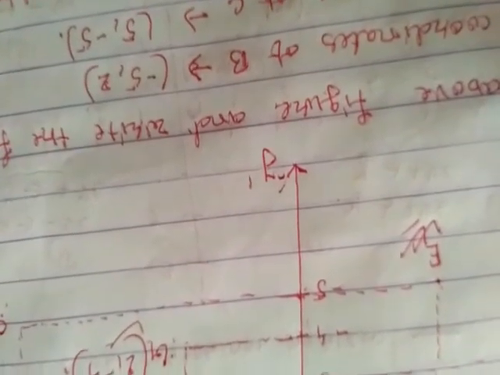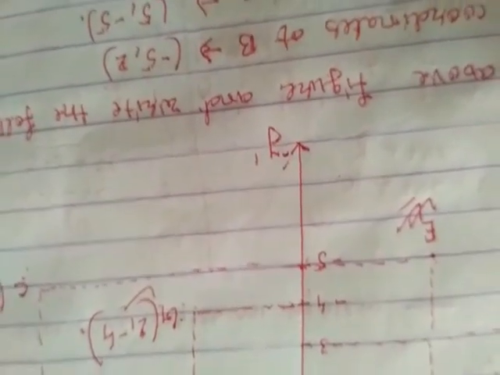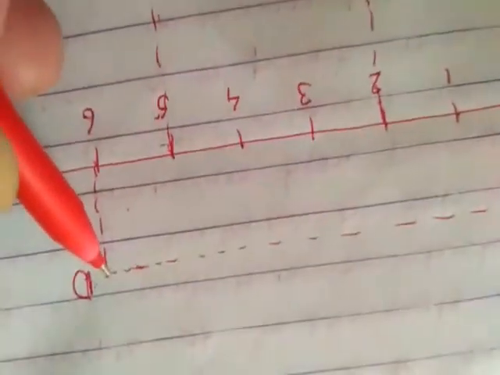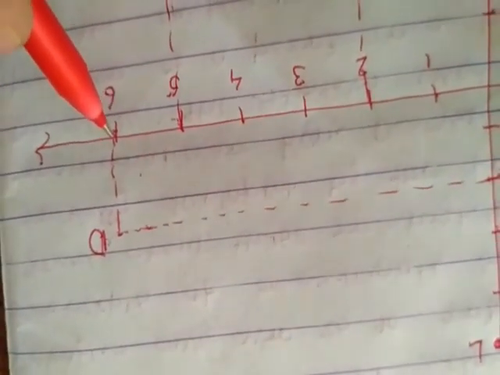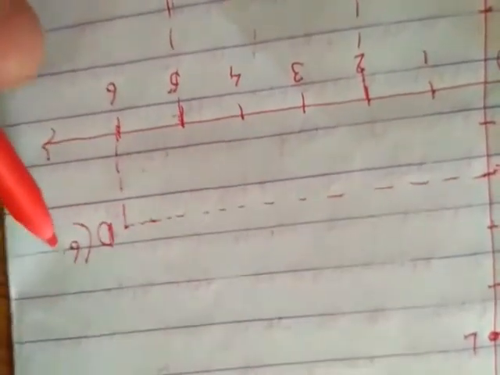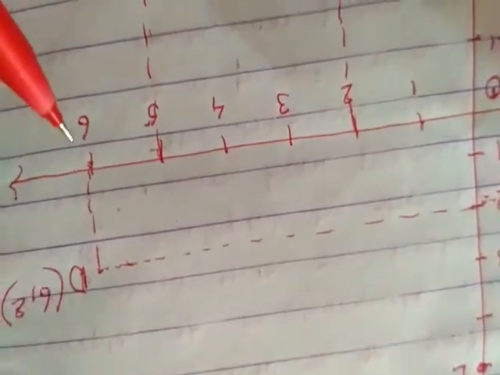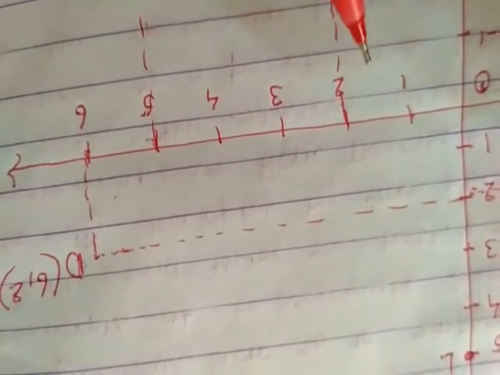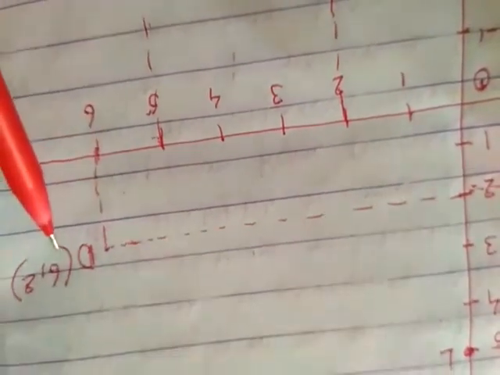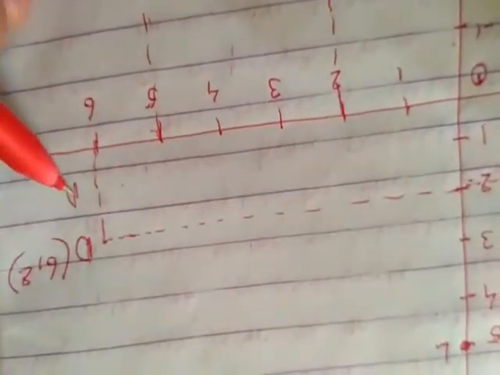Now in the next question, the abscissa of the point D. The D point is here. As you see, the coordinates are 6 and 2. It means the distance from the y-axis is 6 units. So its abscissa will be 6.